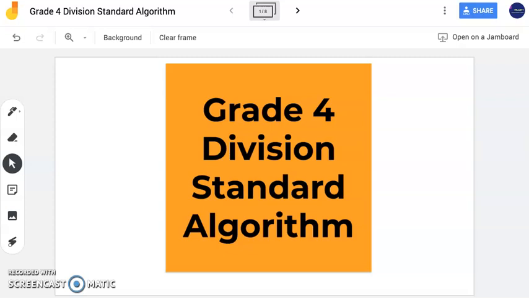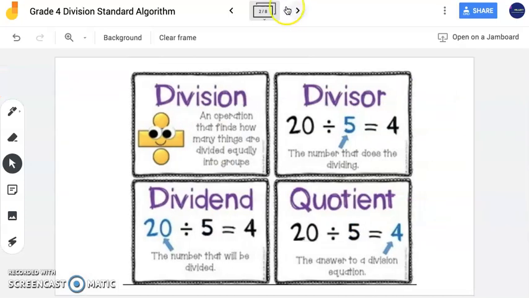Hello, this video is going to focus on the standard algorithm for long division. First, I want to focus on a few vocabulary words we will be using today.